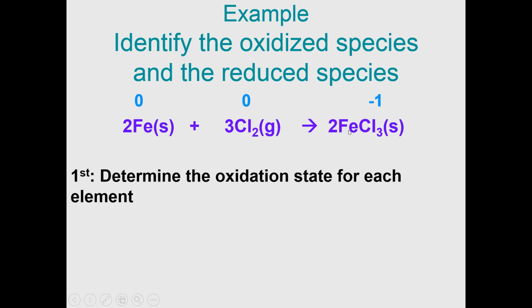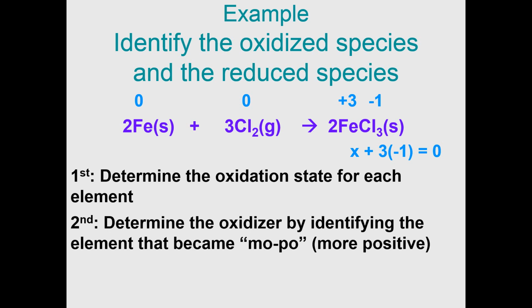And we can figure out iron based off of all those practice problems that we just did, and iron is +3. Here is the work to show you how to determine the oxidation state of iron. So the next thing we want to do is determine the oxidizer by identifying the element that becomes more positive, or MoPo. So if we compare iron before to iron after the reaction, do you see how the oxidation states go from 0 to +3? That's getting more positive, or MoPo.